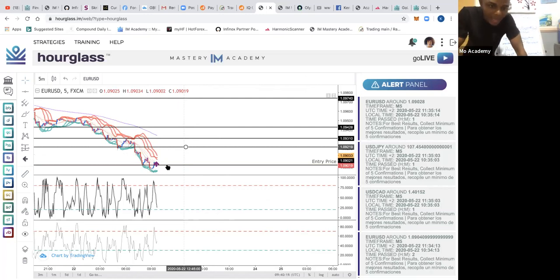Whenever it gets there, and guess what? If you get here, the stochastic would have gotten up here. I'm giving you a strong one here. All right, so take the signal, sell at 310 Euro USD, 5 minutes, 10 minutes, 15 minutes. Okay.